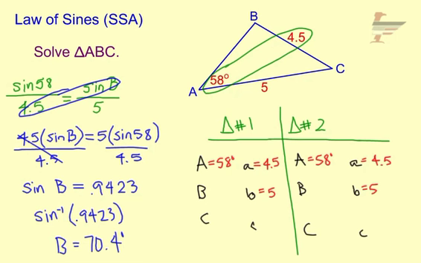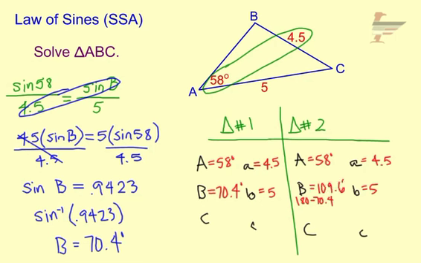So that first angle that we find is going to be an angle in our first triangle. So we know that B is 70.4. Here's where we test to see if we have a second triangle. If angle B in triangle 1 is 70.4, that means that angle B in triangle 2 is going to be supplementary to that. So we'll take 180, subtract the 70.4, and we get 109.6.